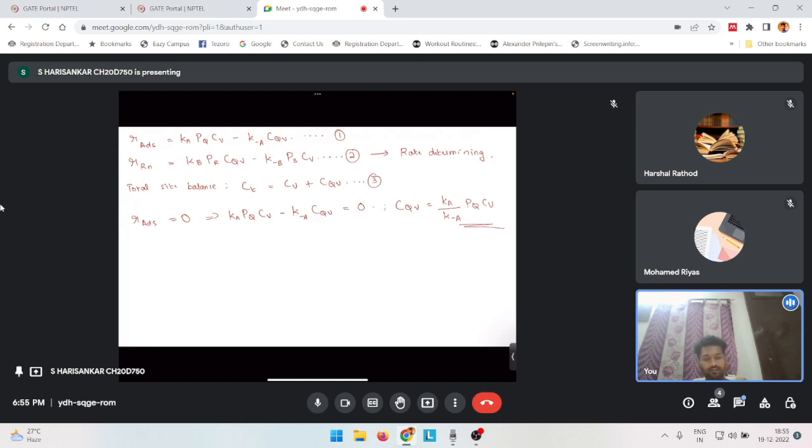Now this Ka by K minus A will give you the equilibrium constant Ka, because Ka is the forward rate constant and the K minus A is the backward reaction rate constant, and the ratio of the forward to the backward reaction rate constant will give you the equilibrium constant capital Ka. So CQV can be written as capital Ka PQ into CV.